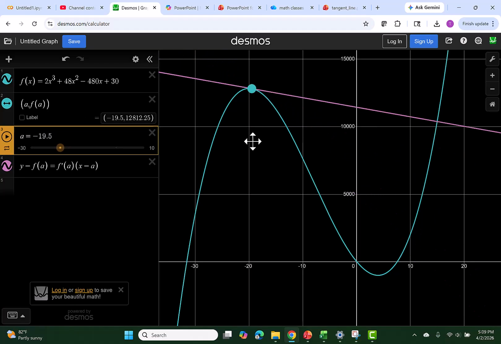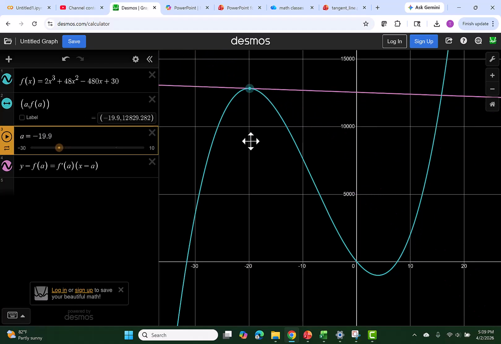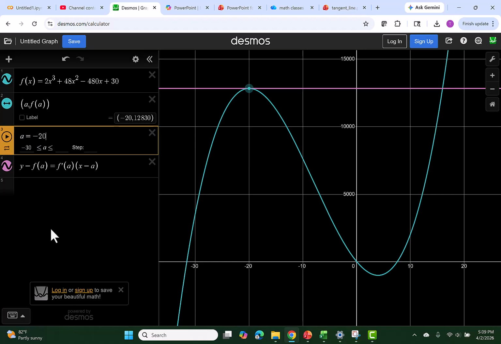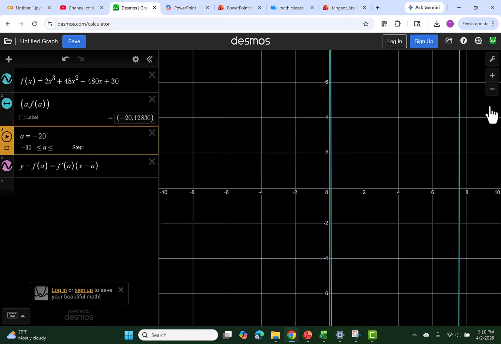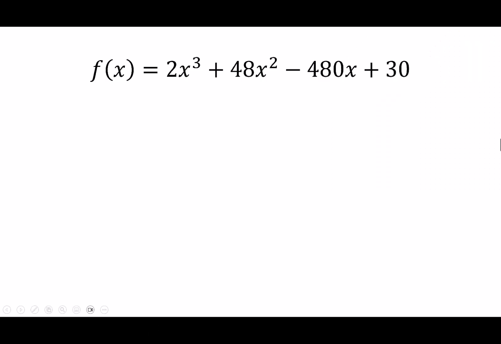So knowing these points helps us determine the maximum and the minimums of the function. This also helps us determine scale for our graph. If we were to just graph this function without knowing the max and the mins, it would look like this. So let's take a look at our function. We had 2x cubed plus 48x squared minus 480x plus 30.